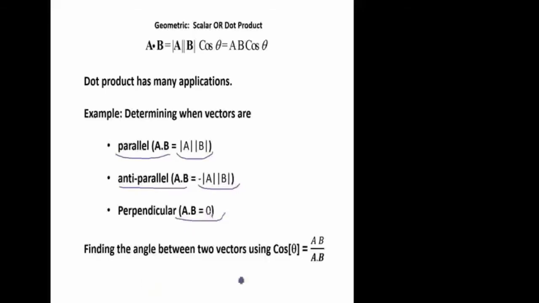Another application is just to find the cosine of the angle between two vectors. If you look at the definition of A dot B, you can solve for cosine theta, and so you'd have A dot B divided by the length of A times the length of B. And so that'll give you the cosine of theta, from which you can get the angle theta.